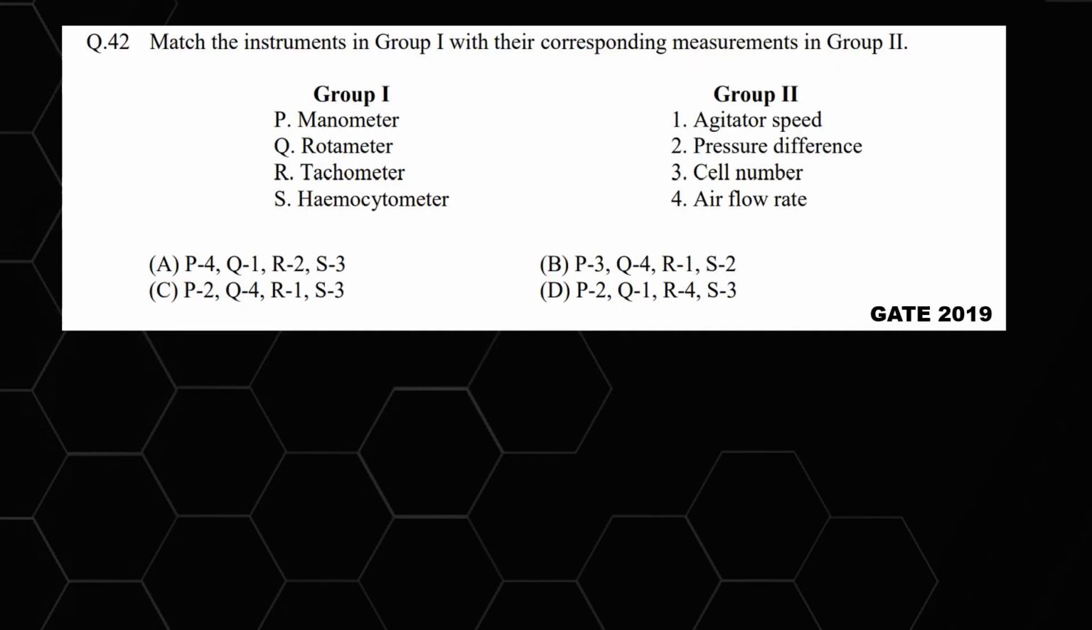So now let's match the instrument with their corresponding measurement. For manometer it is pressure difference, that is P2, so options A and B are out. Then we have rotameter. Rotameter is for airflow rate, that is Q4. Then we have tachometer. Tachometer is for RPM, that is agitator speed. And hemocytometer is for cell number. So answer is C, P2, Q4, R1 and S3.